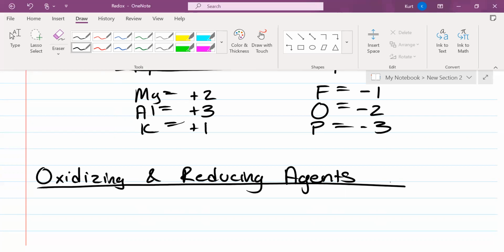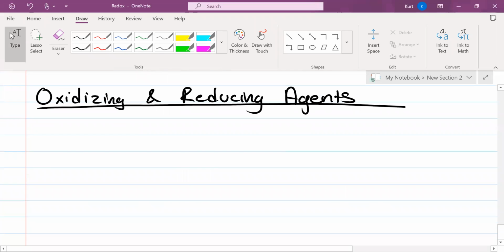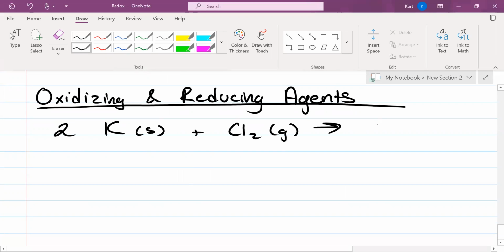So these are oxidizing and reducing agents. Let's take a look at this equation to explain this phenomenon. We have 2 atoms of potassium react with 1 molecule of chlorine gas to yield 2 moles of potassium chloride, KCl.